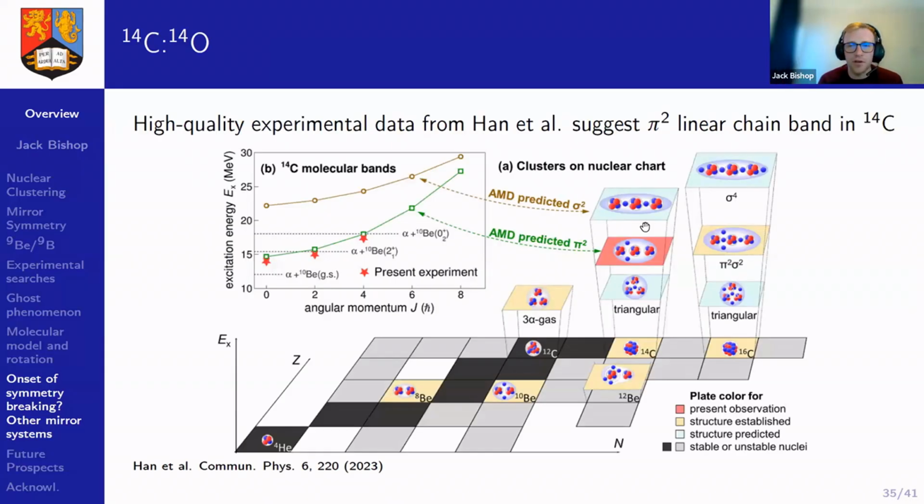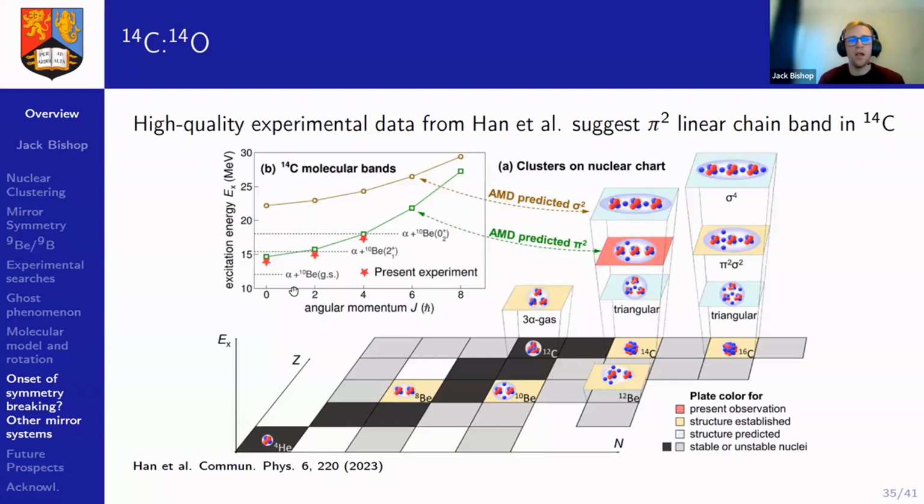And what they were claiming was that this is this pi squared configuration. So here you've got 3 alpha particles all in a line, and you've got these 2 neutrons, which are having this pi bonding configuration here. And if we go from the 0+ to the 2+ to the 4+ state, you just keep spinning it, and that's what's giving you this extra energy.